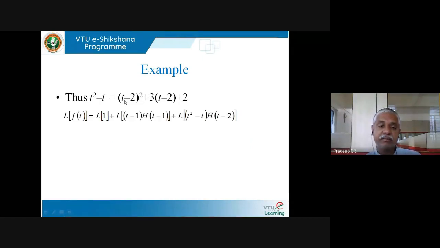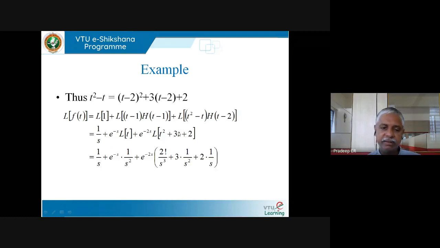So then L of f(t) is nothing but, this is what we saw, L of 1 plus L of (t-1) H(t-1) plus L of (t square minus t) H(t-2). T square minus t, now I can write it like this. So if I write like that, Laplace of 1 is 1 by s, Laplace of (t-1) H(t-1) is e power minus s times Laplace of f(t). This is the formula which I told you, e power minus a s, a is 1 here. F here is t, because f(t-1) is t minus 1, so f(t) is t, so Laplace of t. Here, this is my function now, something square plus 3 times that same something plus 2. So t square plus 3t plus 2, Laplace of this.